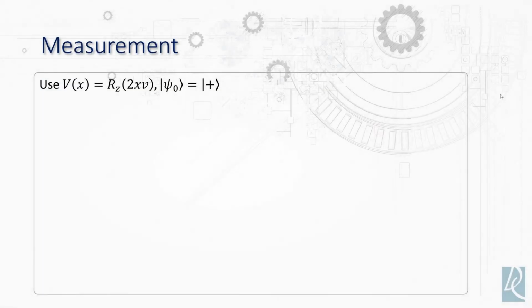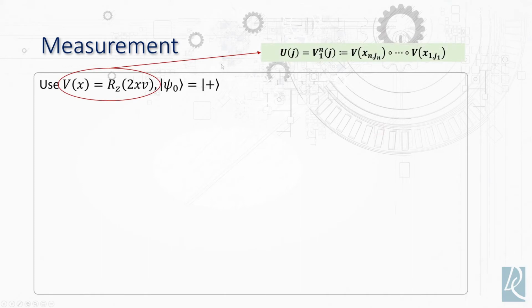So as just indicated, when we use the Z rotation with an angle 2xv, v is going to be some real number, and our psi naught will be just the plus state. Remember what we just talked about is that here, if the v is correctly chosen, our u's that were parameterized by the path would look like this here. So now we would put in xn jn up to x1 j1.